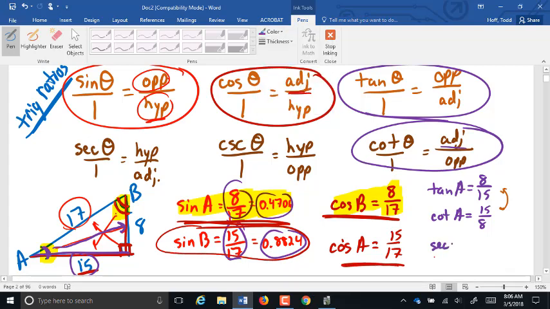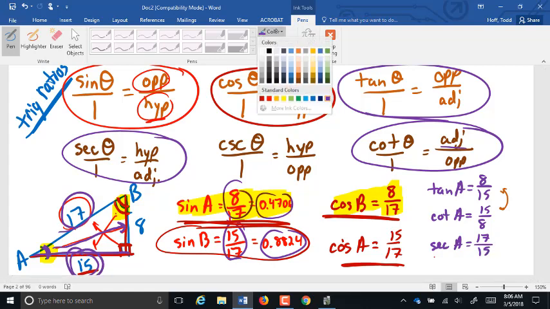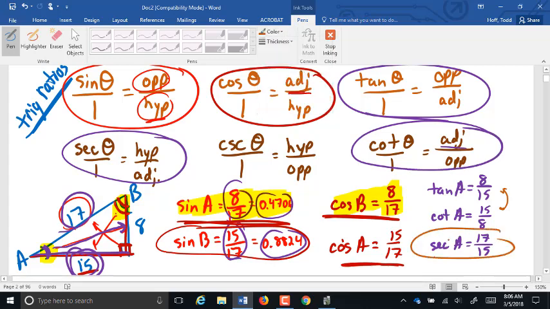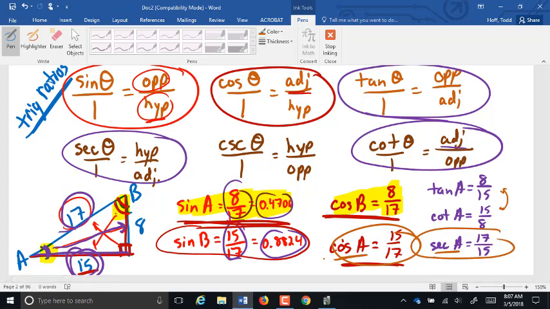How about the secant of angle A? Secant is hypotenuse over adjacent. So here's angle A. The hypotenuse is 17. That doesn't worry about the angle. But for angle A, the adjacent side is 15. There's a relationship between these two as well. The secant of A is the reciprocal of the cosine of A. Just flip it over. The cosine is 15 over 17. The secant is 17 over 15.